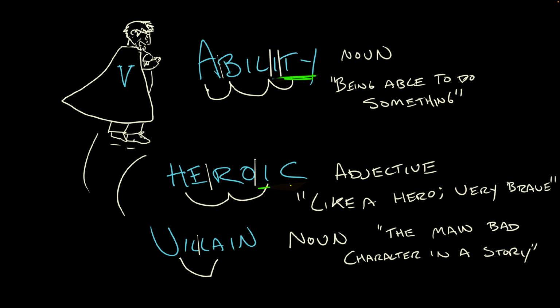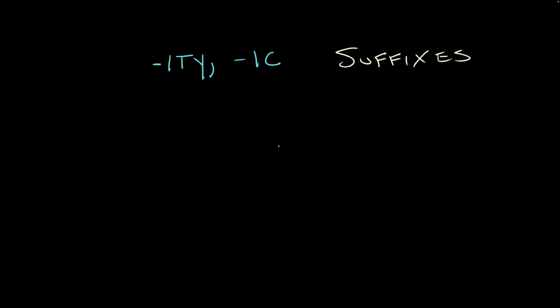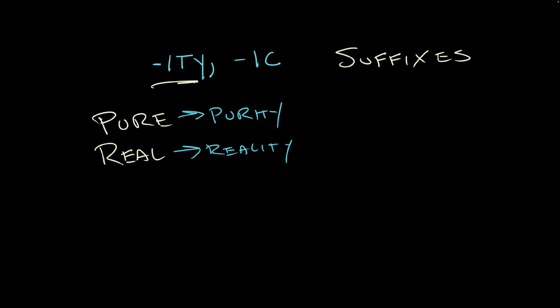What's cool about these two chunks of words here is that they change the meaning of each word. These are called suffixes. They go at the ends of words. Ity, I-T-Y, is a suffix that makes words into nouns. It isn't a word on its own. You can't say, I'll have an itty sandwich for lunch. But it can turn adjectives into nouns. So, for example, the word pure becomes purity, the quality of being pure, pureness. The word real becomes reality, the state of being real, of realness. And able becomes ability, the quality or state of being able to do something. So it turns an adjective into a noun.